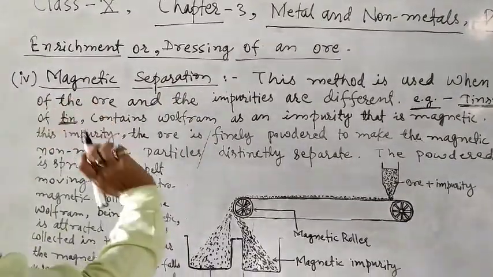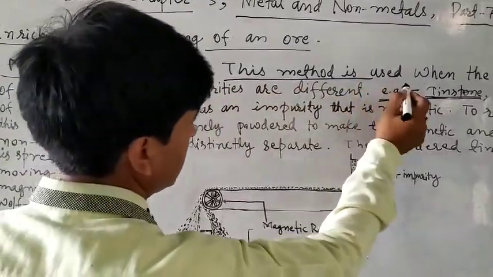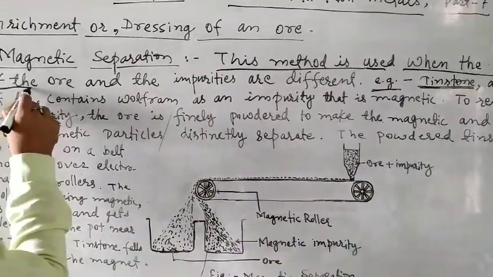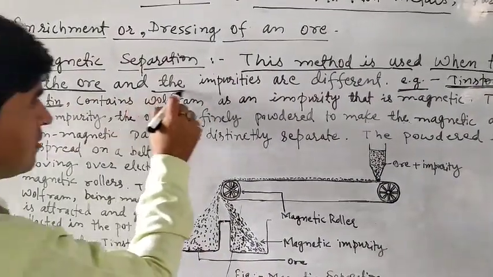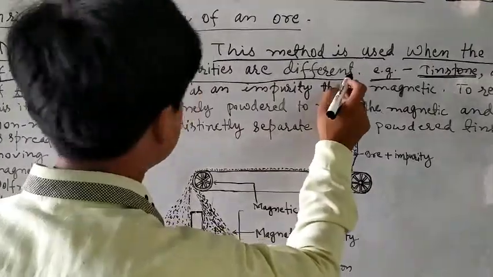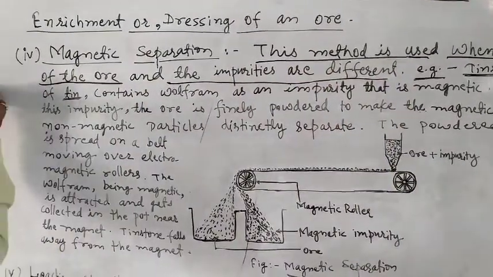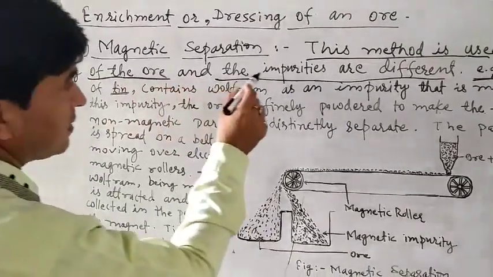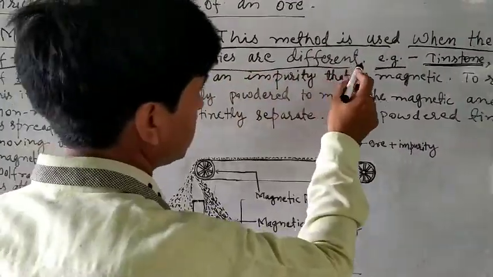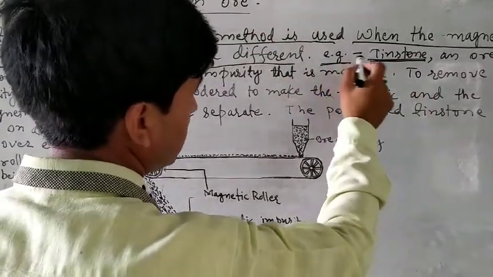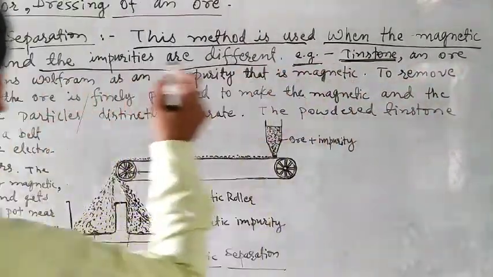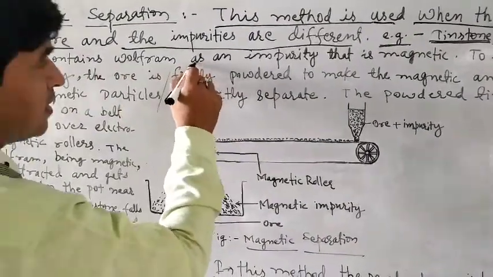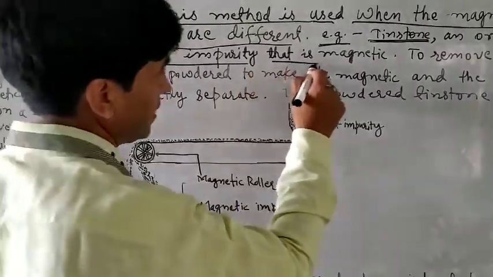Magnetic separation. This method is used when the magnetic property of the ore and the impurities are different. For example, tin stone, an ore of tin, contains wolfram as an impurity that is magnetic.